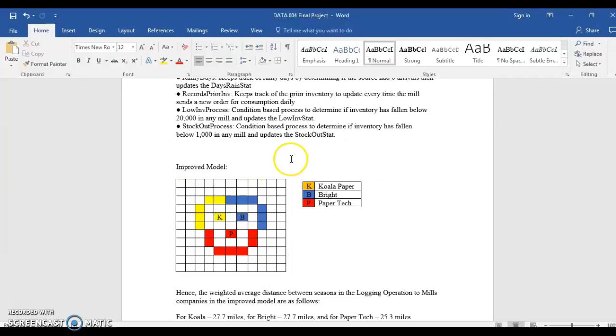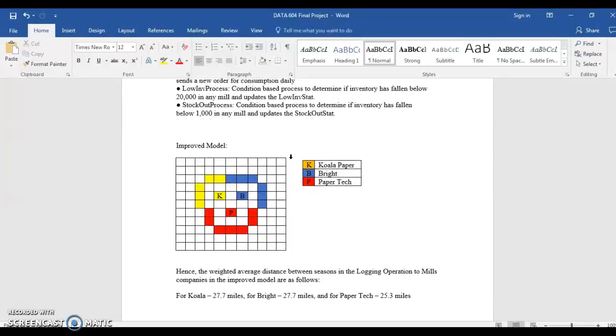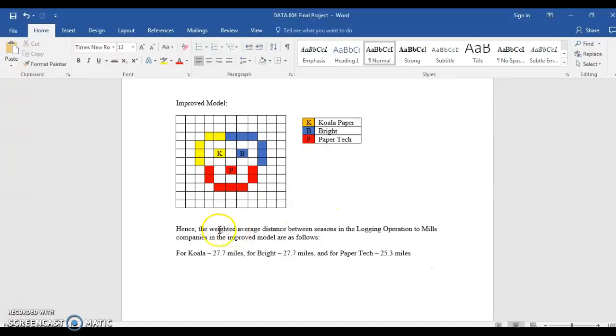Here is the log and another for the distance. By checking the distance, the weighted average distance between seasons and the logging operation for the input model components are as follows: for Koala it's 27.7 miles, Bright 27.7 miles, and Papertec 25.3 miles.